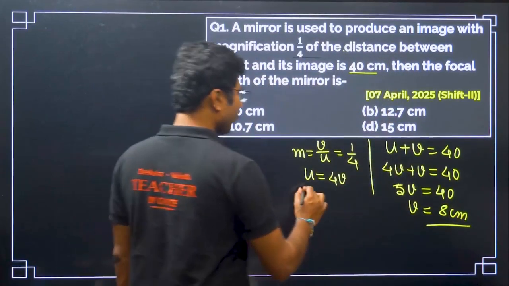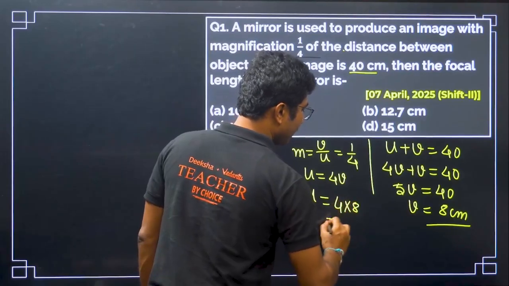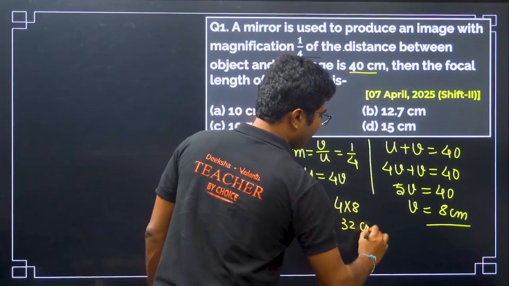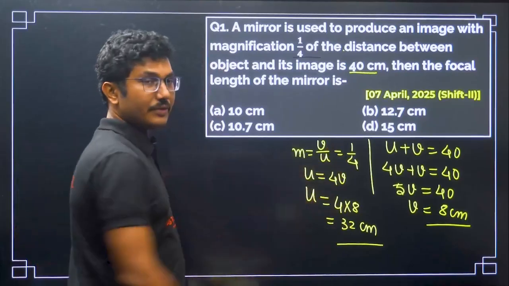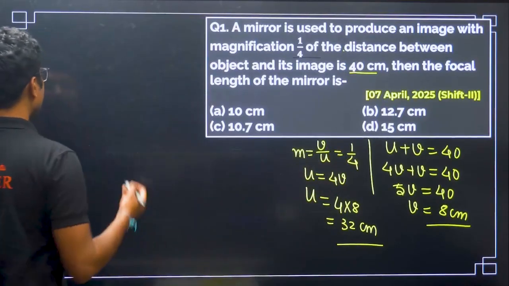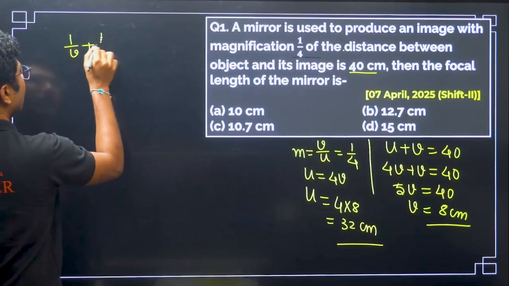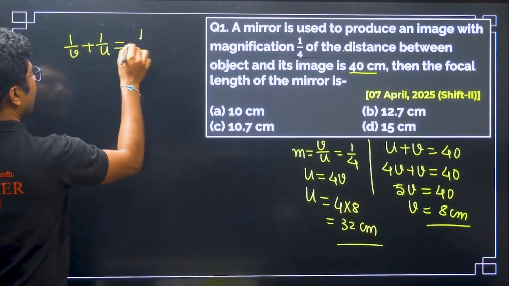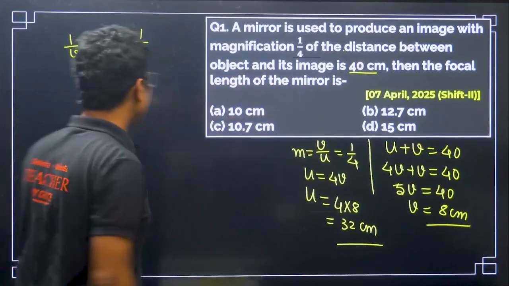What will be the value of U? U will be 4 into 8, that is 32 centimeter. Now U we have calculated, V we have calculated. Now we will use the mirror equation. What is the mirror equation? 1 by V plus 1 by U equals 1 by F. We are trying to find the focal length of the mirror.